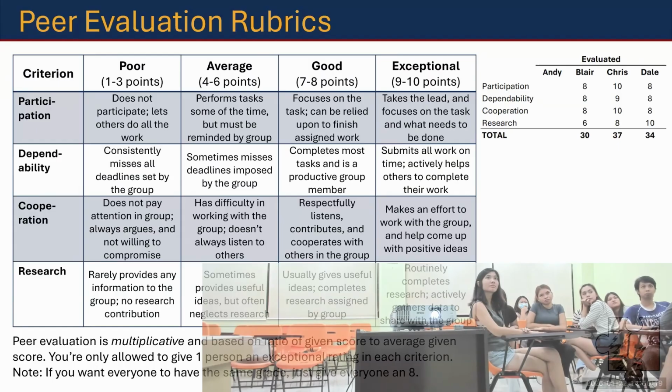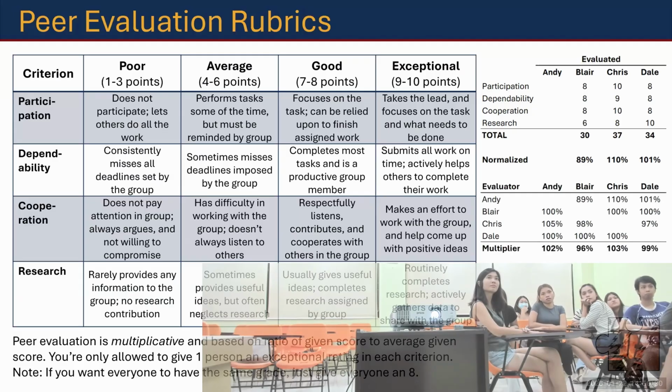I divide this by the average to get a normalized score of 89%, 110%, and 101%. Once I get everyone's peer evaluation scores, so Andy gave 89% to Blair, 110% to Chris, and 101% to Dale, and the rest give this amount, I get the average again. Then I multiply this by the group score. For example, your score is 85 times 102%, that is your individual score.